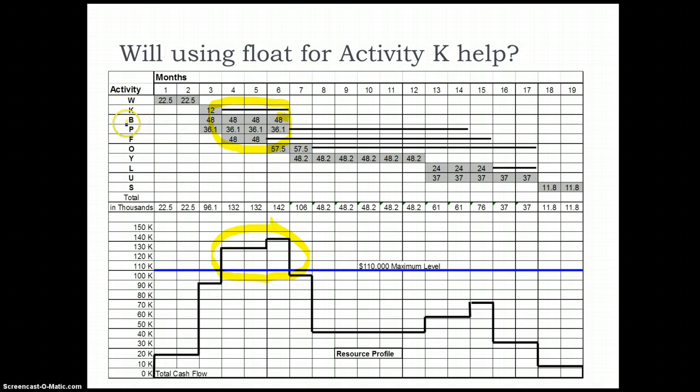Now of these, you can see that activity B is a critical activity. It doesn't have any float, so we cannot do much about this activity. So the question here is, will using the float of activity K help in this particular situation?